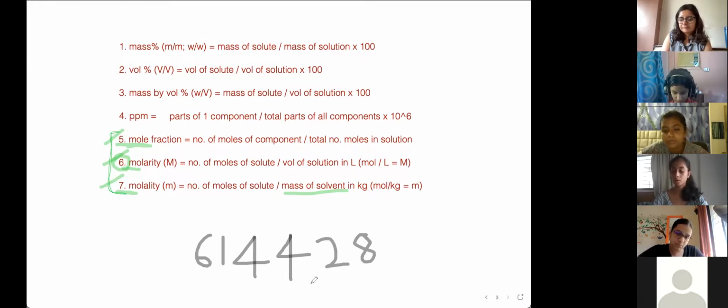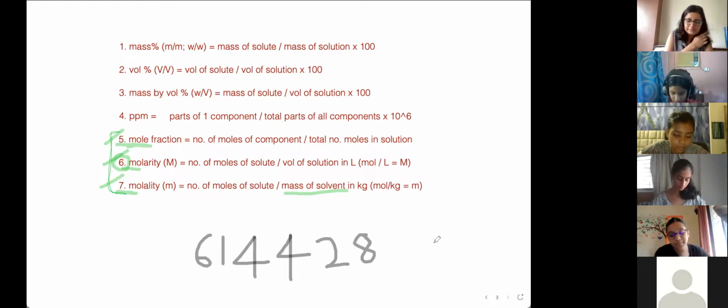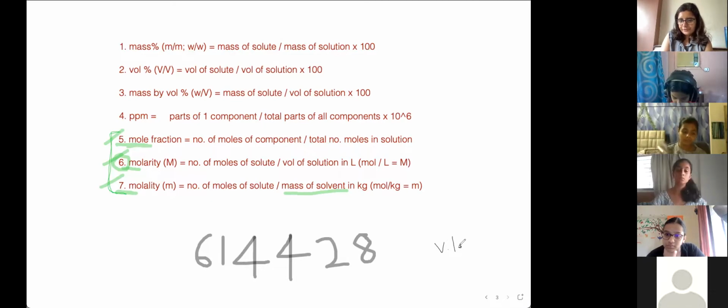This is showing wrong live code. 614428. You entered this only, pakka? Enter it again. No. Can you check what version you have? Because you're supposed to have version 1.10 होना चाहिए. If you don't have that, you have to update it. Update होना चाहिए. Check it.